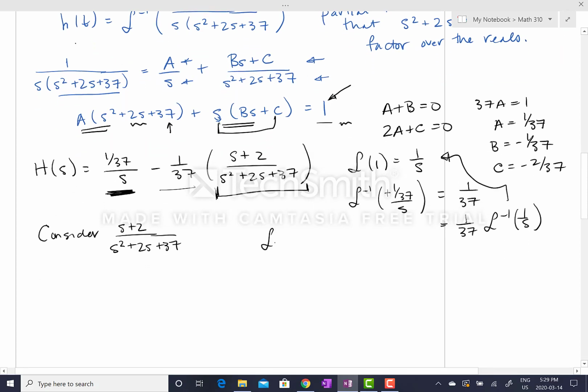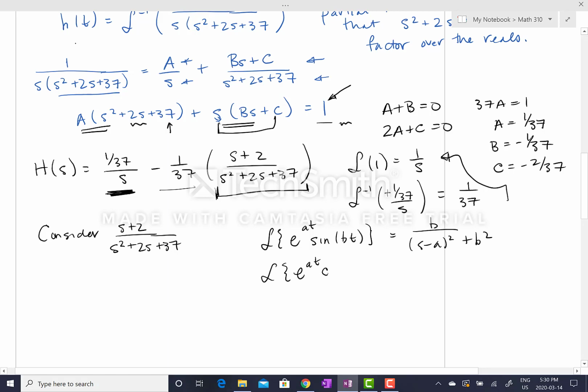That would be, for example, the Laplace transform of e to the at sine bt, that one there, that Laplace transform is equal to b over (s minus a) squared plus b squared. Another one that might seem to be coming in useful would be the Laplace transform of e to the at cosine bt, and that is (s minus a) over (s minus a) squared plus b squared.